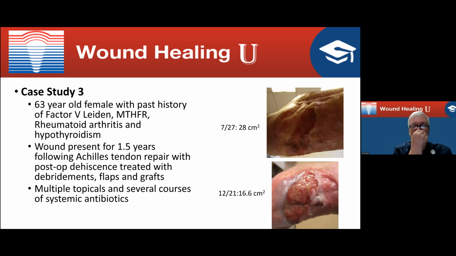Case study 3. A couple of these pictures are going to look familiar to you from Taichi's presentation. This is a 63-year-old lady with a past history of factor V Leiden, methyltetrahydrofolate reductase deficiency, rheumatoid arthritis, and hypothyroidism. She came to see us about 1.5 years following an Achilles tendon repair with a post-op wound dehiscence, which had been treated quite appropriately by her plastic surgeon with debridements, flaps, and grafts.